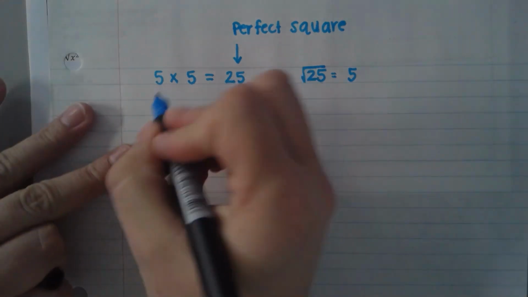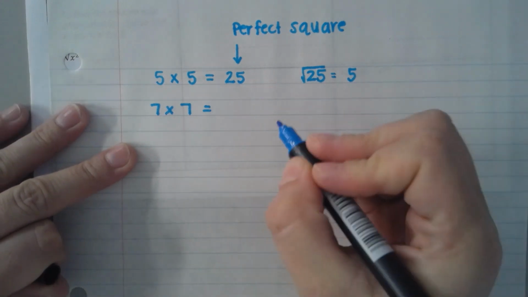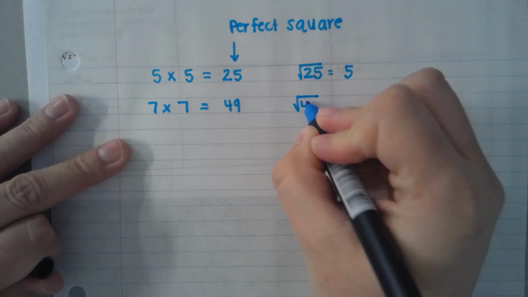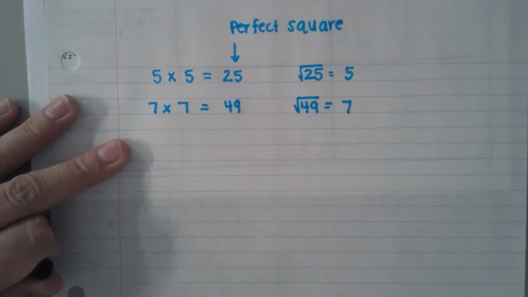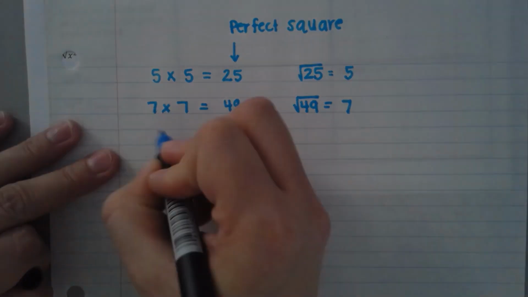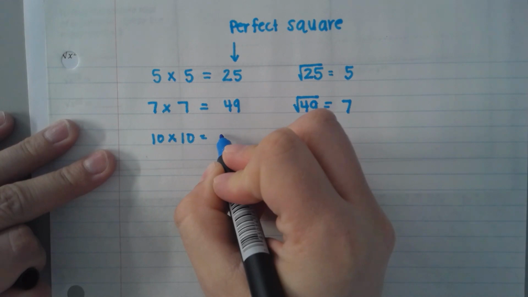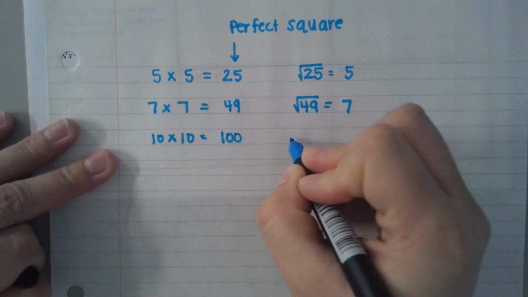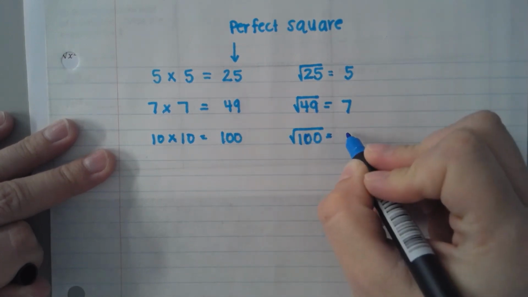If I have 7 times 7, what do I get? 49. Which means that the square root of 49 is what? 7. We'll do one more. 10 times 10 is 100. Which means that the square root of 100 is 10.